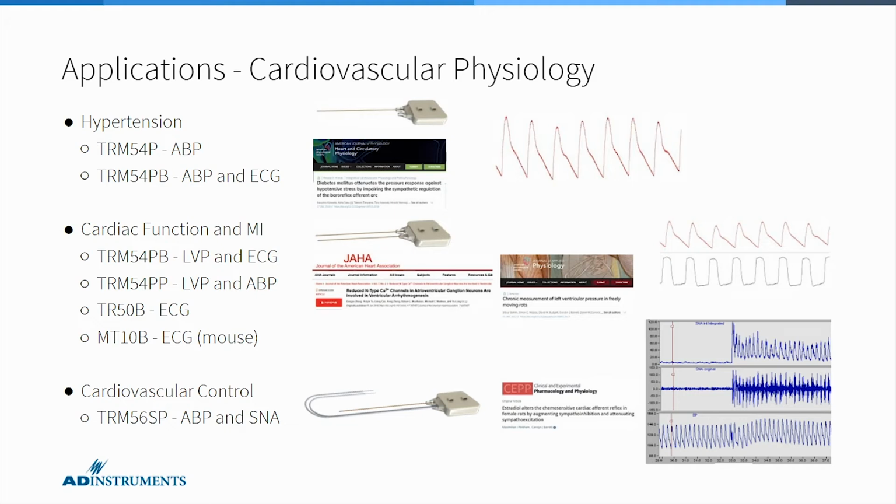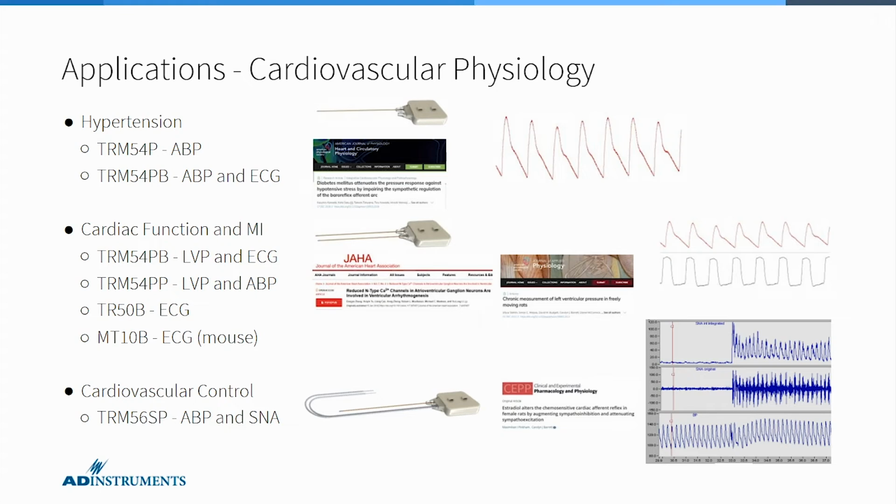In studies of cardiac function and MI, you can use the rat pressure biopotential telemeter to record left ventricular pressure and ECG, or the dual pressure telemeter to measure left ventricular pressure and arterial blood pressure. Then you've also got the biopotential telemeters, so the rat single biopotential telemeter and the mouse biopotential telemeter to record ECG too.